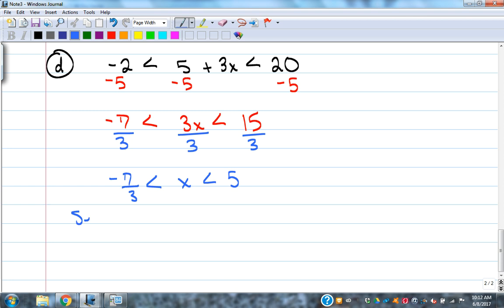So set notation, x, as long as x is between -7/3 and 5. The interval notation, I think, is easier on these because you've got 2 endpoints. It tells you that it starts at -7/3 and goes to 5. But does it use parentheses or brackets?